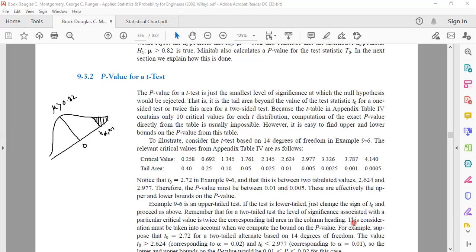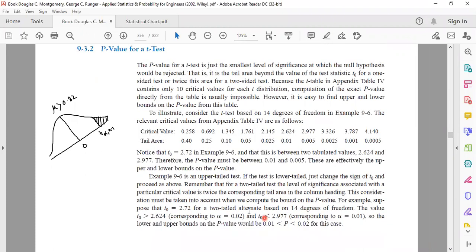So you have to be very careful about the type of testing you are using. This consideration must be taken into account when you compute the bound on the p-value. Okay. For example, suppose that T naught is 2.72 for a two-tailed alternate based on 14 degrees of freedom. Now they are just showing you what would have happened if the alternative hypothesis was not like this. How to do this analysis?